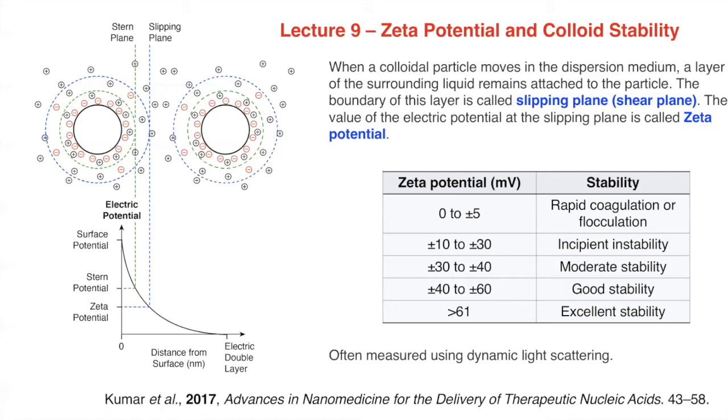And the magnitude of that potential at the slipping plane is what's known as the zeta potential, and that zeta potential value is something that can be measured by looking at how electric fields move particles around, because the slipping plane is what sticks to the particle when it moves. So that zeta potential value tells you something about how charged the object is, and therefore how likely it is to repel other particles that have the same kind of potential. And so zeta potentials better than 40 or 50 are where particles become stable in polar media.